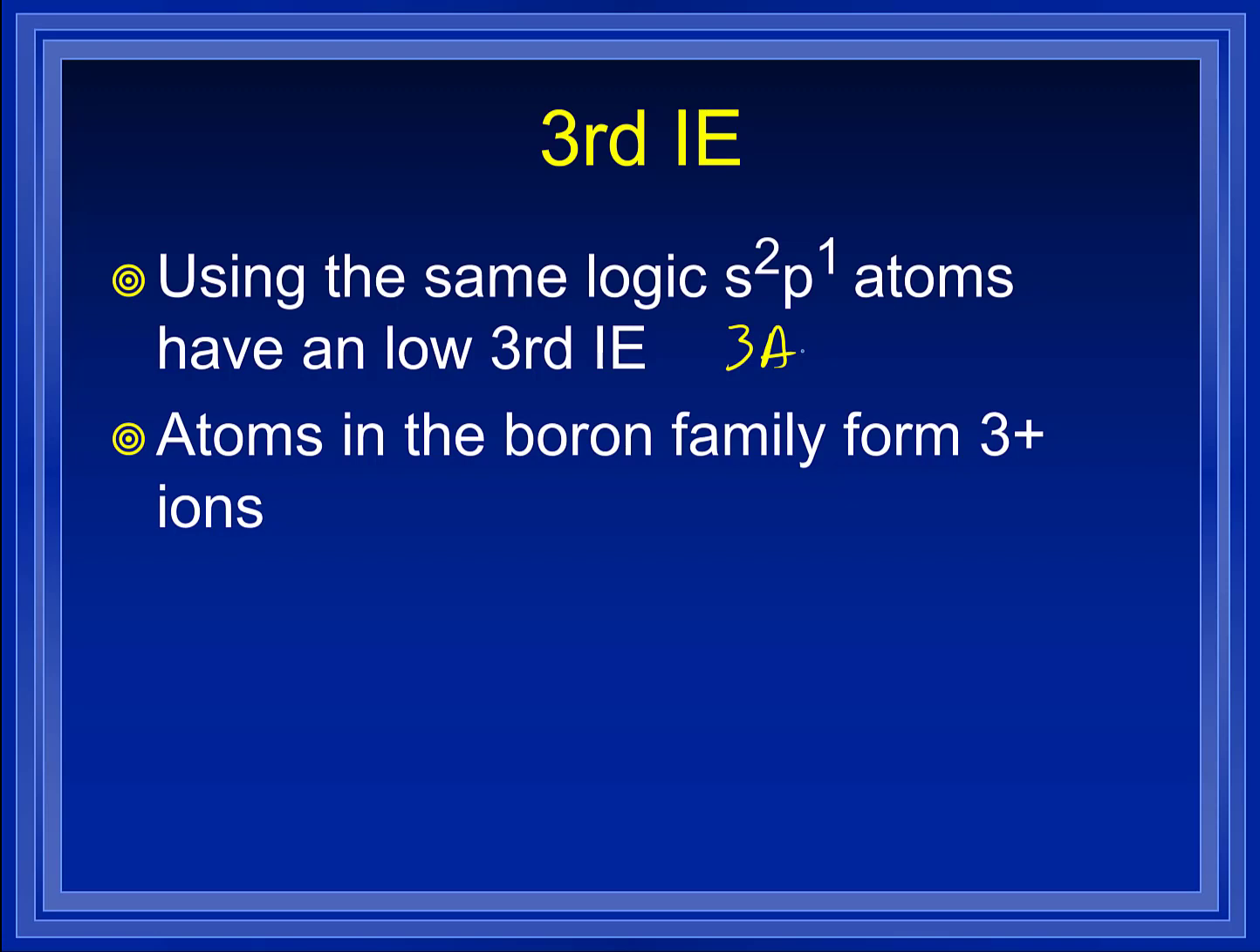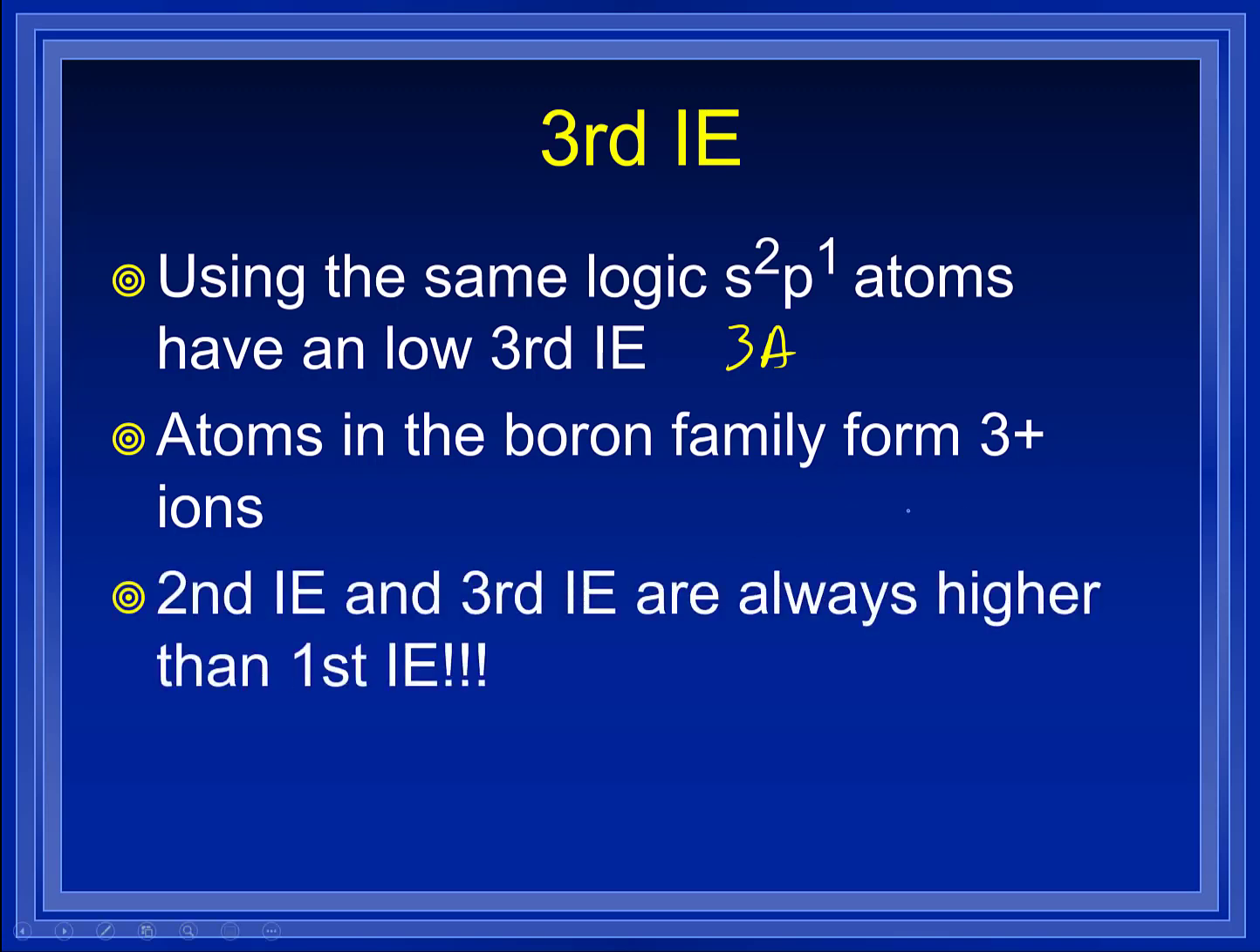So atoms in the boron family tend to form 3+ ions. Okay. A little bit more about ionization energy on Thursday, because tomorrow we've got parts of the table quiz, a lab, and actually we'll probably talk about this tomorrow too. Okay, some homework out of the book.